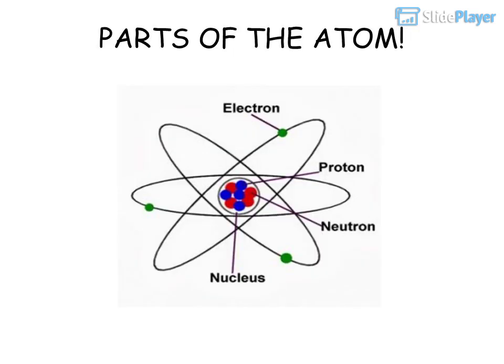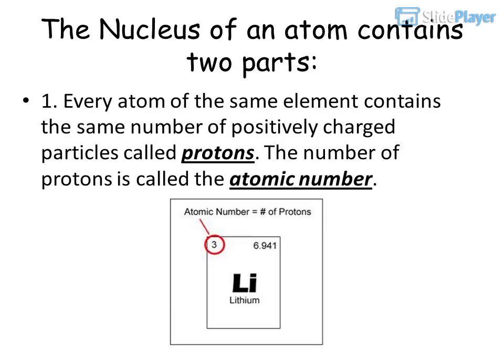Parts of the atom. The nucleus of an atom contains two parts. 1. Every atom of the same element contains the same number of positively charged particles called protons. The number of protons is called the atomic number.